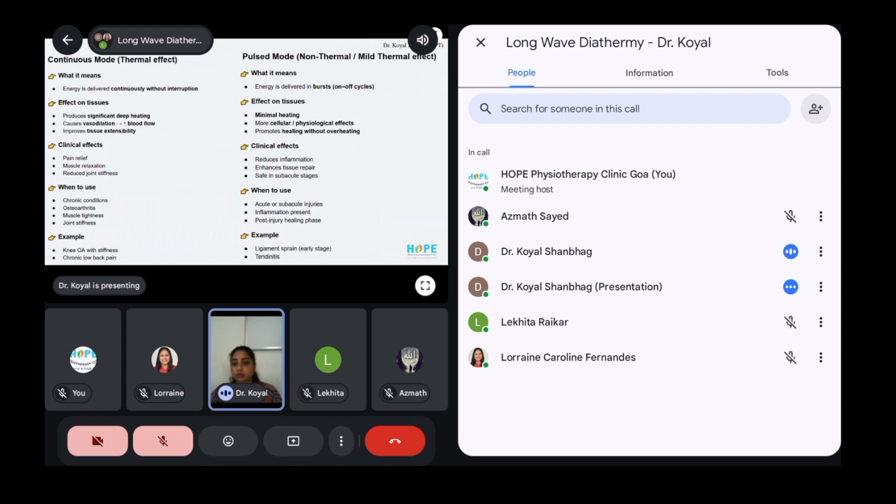So the pulse mode is usually given in inflammation. If there is inflammation, post-injury healing, ligament sprains, tendinitis, etc. in the early stages. Whereas the continuous mode is given to chronic conditions: osteoarthritis, muscle tightness, joint stiffness, in examples like OA knee, chronic low back, etc.